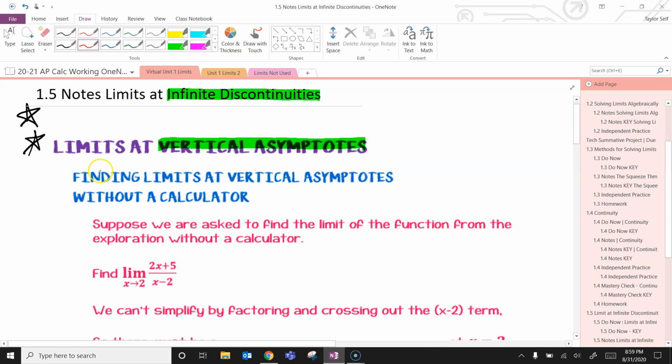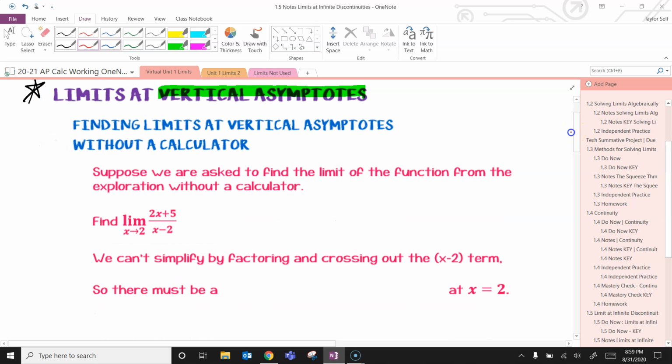Okay, so, and then I would write this down. Finding limits, actually you don't need to write this down, but we are going to find limits at vertical asymptotes without a calculator. Okay, cool. So let's get started. I'm reading right here. Suppose we are asked to find the limit of the function. We did not do the exploration today without a calculator. So we need to find the limit of this function. Okay, we can't simplify by factoring.